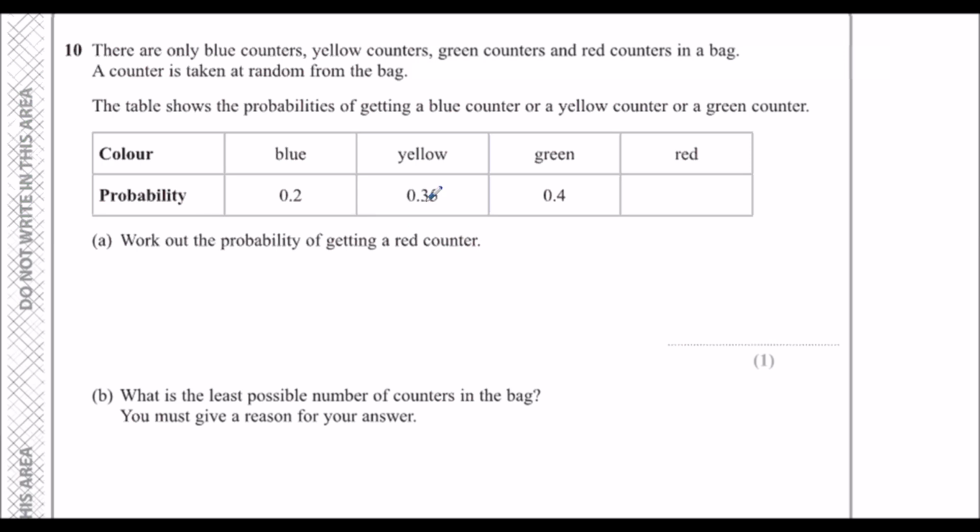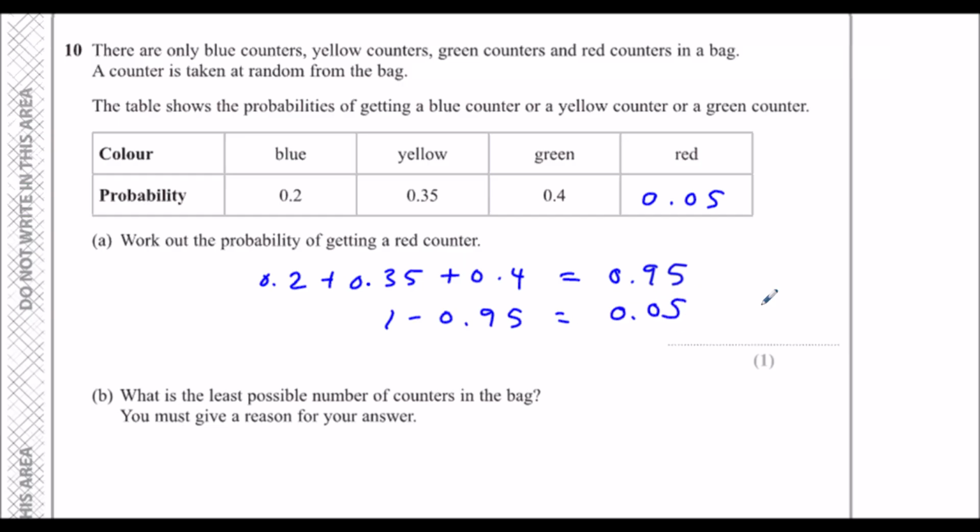So all of these probabilities have to add up to one whole. So 0.2, 0.35, 0.4. At the moment, that adds up to 0.95. So it has to add up to one whole. So for red, 1 minus 0.95 is 0.05. So the probability of a red is 0.05.